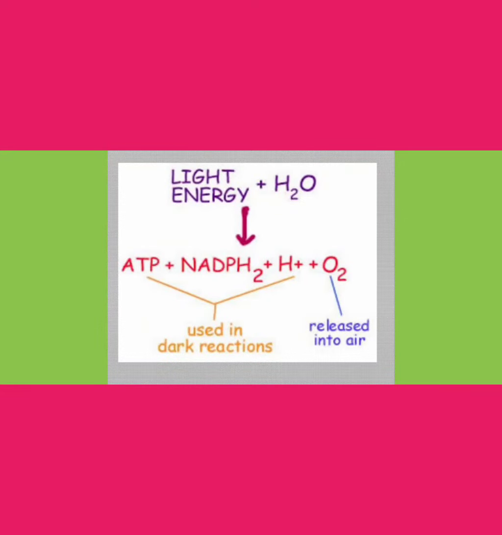Like this, during light reaction, by utilizing light energy, the water molecule breaks, which releases oxygen and protons. Oxygen reaches the atmosphere, and during this, assimilatory power, that is ATP and NADPH2, are produced, which are used in the dark reaction.